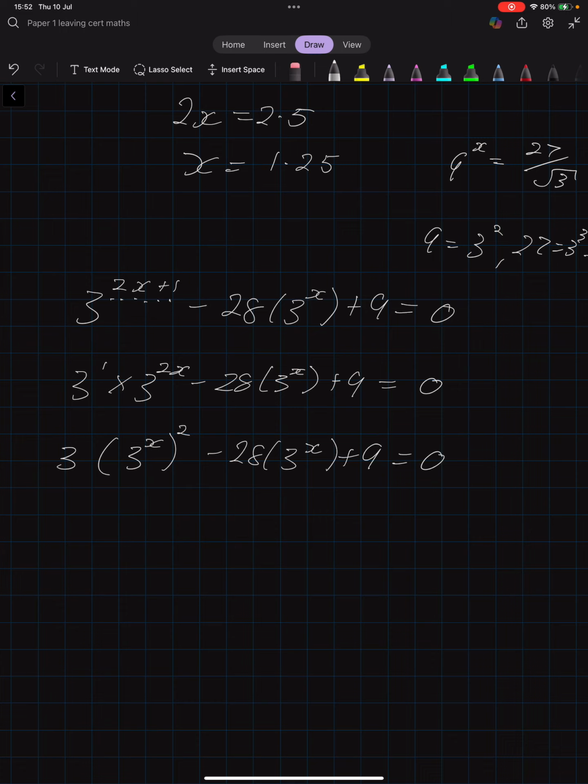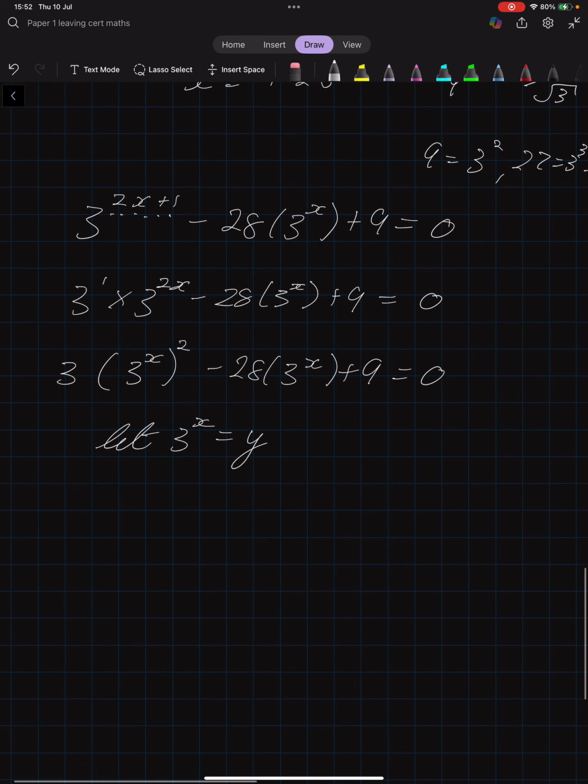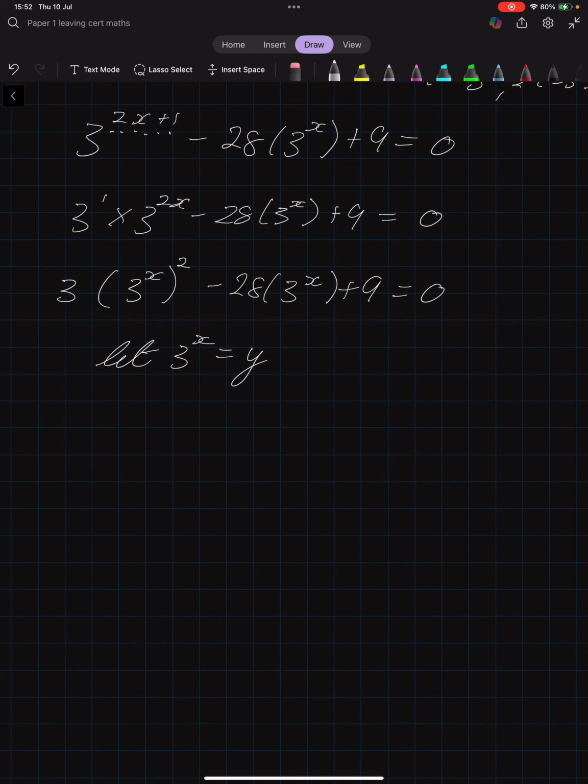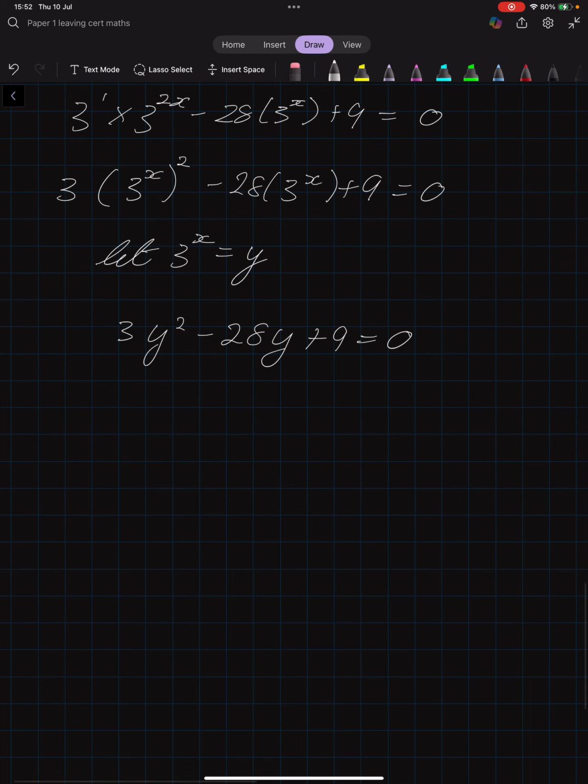Now, some of you may have spotted it, but this is simply a quadratic. Okay, so what I can do is I can let 3 to the power of x equal y, like this, okay? This means that 3y squared minus 28y plus 9 equals 0. So now I just want to solve this like usual. So now, I can use either the minus b formula or I can factorize. I'm going to factorize because it's a little bit faster.